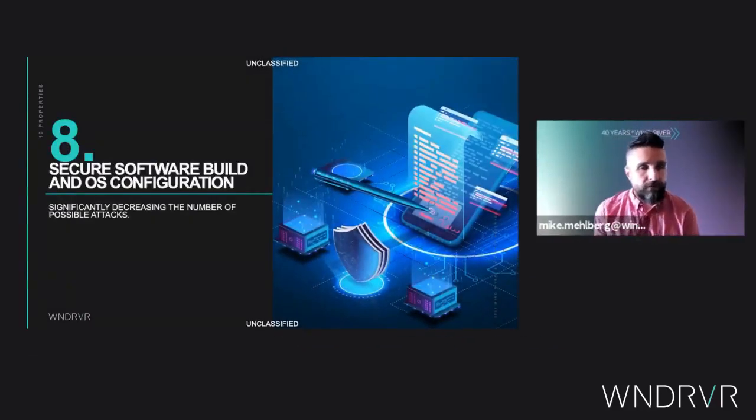Number 8 is a very simple one: secure software build and OS configuration. When we build our applications, our operating systems, the system itself, there are many options that many times we don't even think about that are available to us that can protect the system.